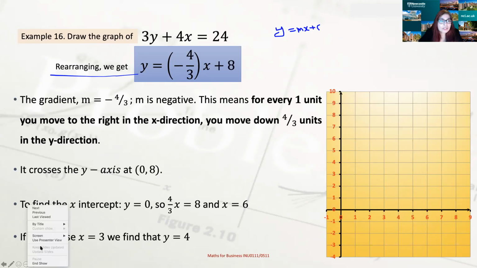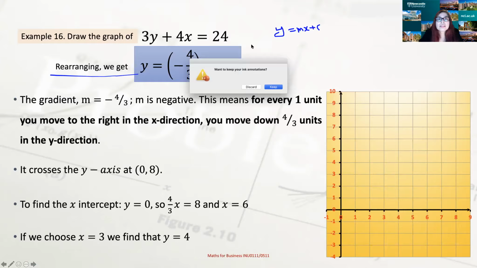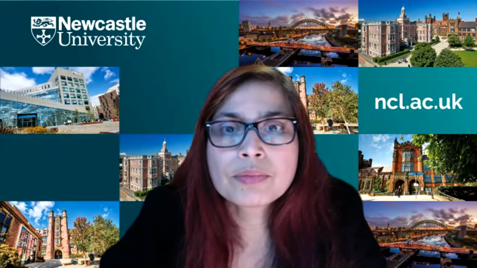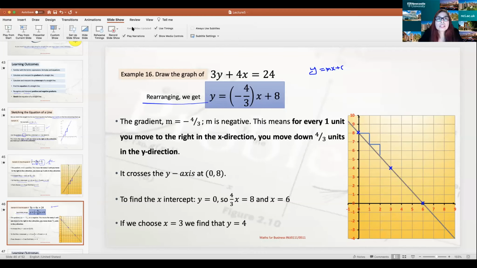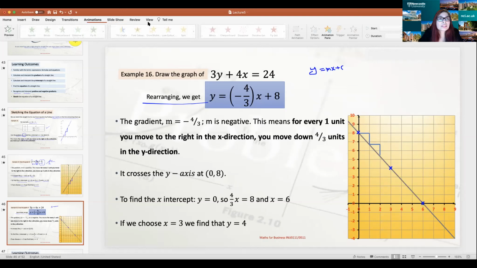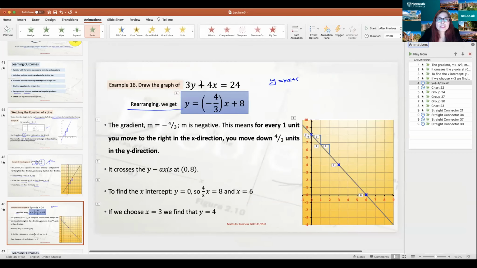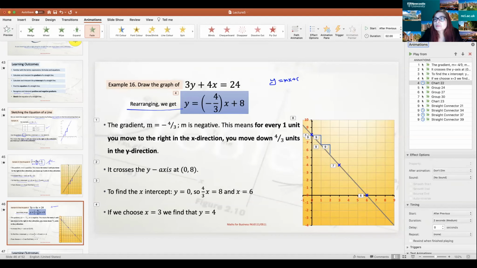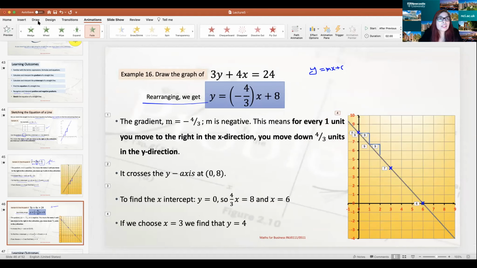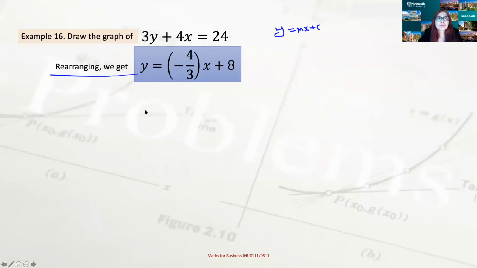Let me just close this. I have just taken the slide out. What I want to do is remove the animation for this because it's confusing. Remove it. And now I'm going to slideshow.